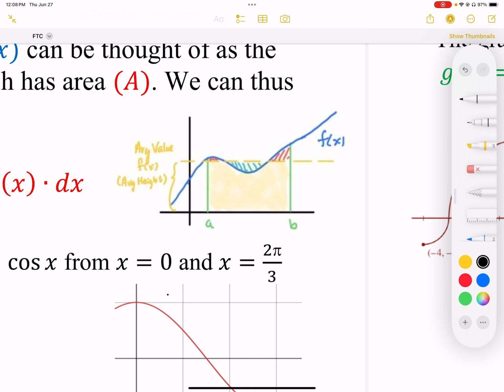We can estimate that by looking at the little bit of the blue function that's above that yellow line, which I've drawn in red, and a little bit of that function below the yellow line, which I've shaded in blue. If those are roughly equivalent, we know that that yellow line should represent the average height.